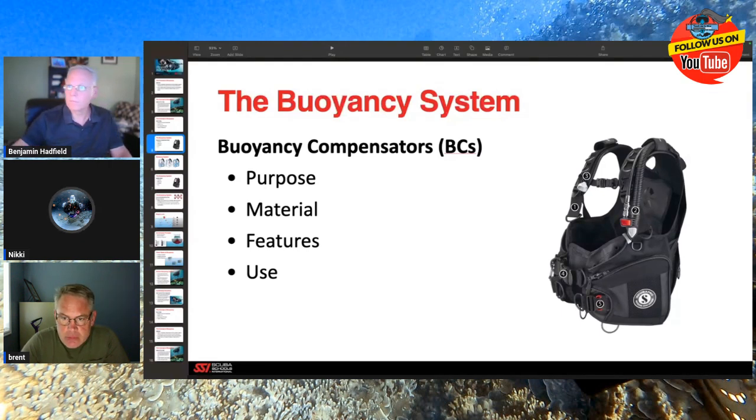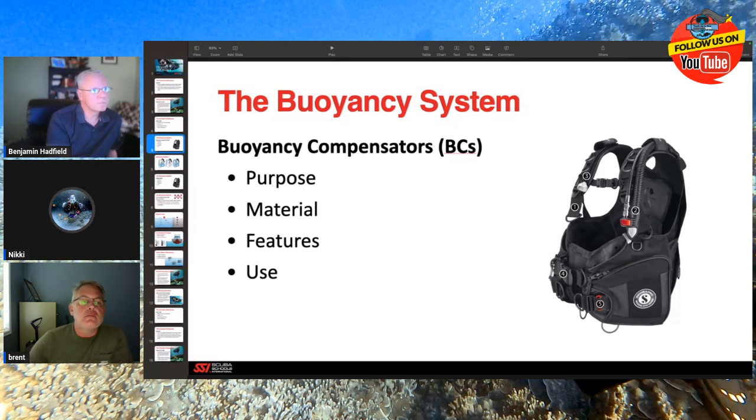Absolutely. So just like you said, part of their purpose is that they can help us control our buoyancy. Both on the surface, they act like a life jacket. And then as we descend and hover along the bottom, because it seems like that's where all the cool stuff is, it's there to be able to help us find that neutral buoyancy position.